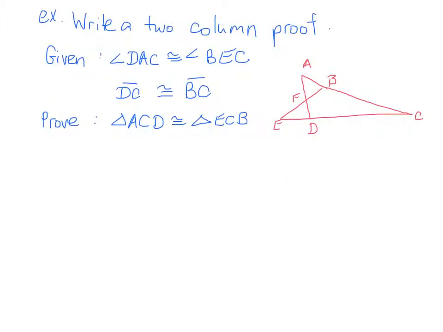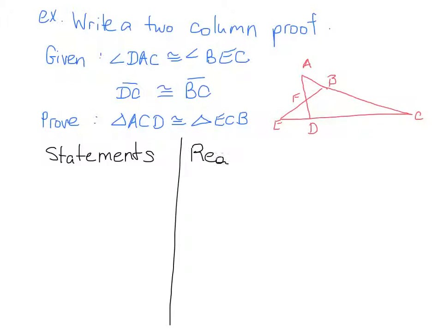Okay, so now we're ready for our 2-column proof to prove that triangle ACD, which I'm tracing out here, is congruent to ECB, which is what I'm tracing out here. It's a little weird because we have parts that are superimposed on other parts of our triangles, but I'm sure we'll be able to get this. All right, so we're going to start with our table, and our table will have to have statements. And of course, we will have to support our statements with reasons.